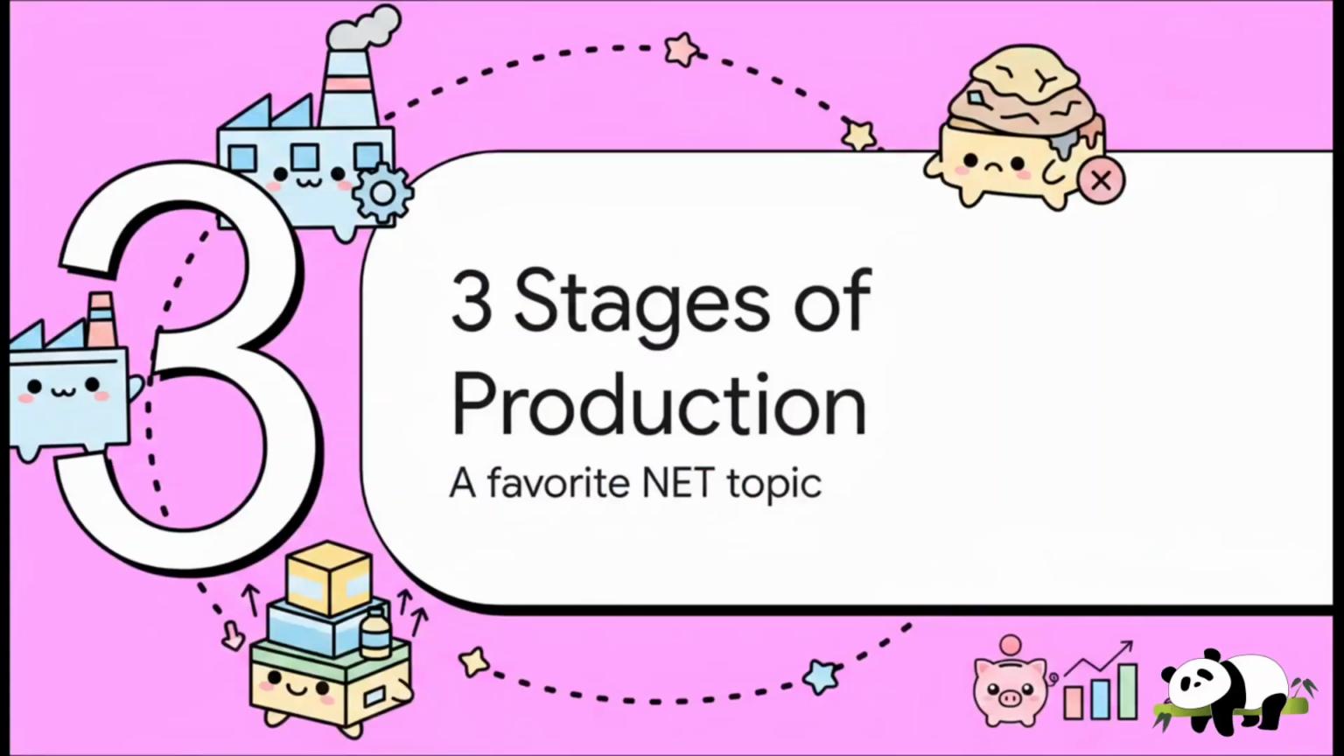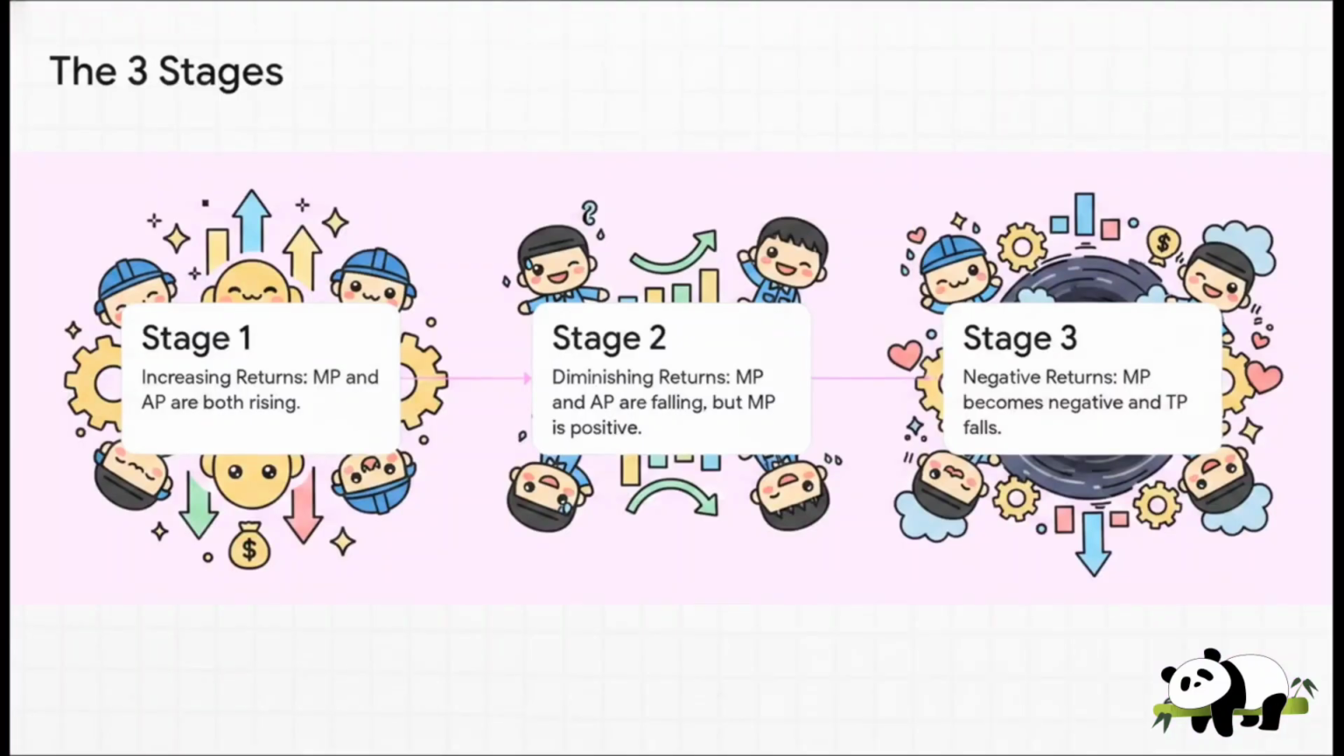All right, let's build on that and talk about another absolute favorite for the NET exam, the 3 stages of production. This is the framework that tells us where a smart business owner wants to operate. So as Ravi keeps hiring more people for his fixed-size factory, he's going to go through 3 distinct phases. First, there's stage 1, where he sees increasing returns. Then he hits stage 2, where those diminishing returns we just talked about start to bite. And finally, if he keeps hiring, he'll hit stage 3, where things get, well, they get bad, negative returns.